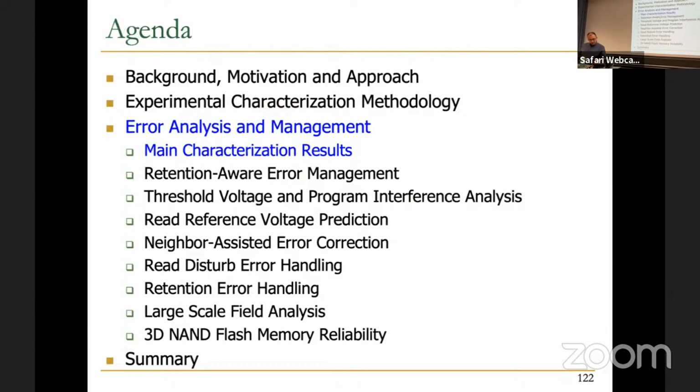Okay. Before jumping into the topic, let's have a break for 13 minutes, and we will get back at 2:20. Unless there are some questions.